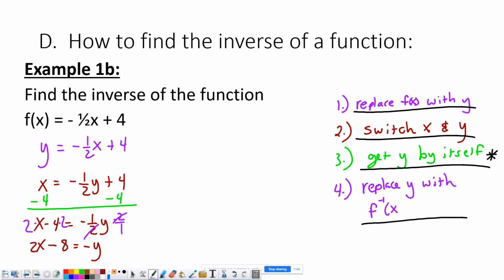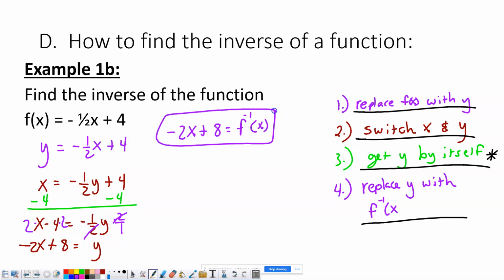Now if you want to get rid of the negative, just multiply everything by a negative 1, and that will just change all the signs. So here is my final answer for that step, y equals negative 2x plus 8. Okay, now the last step, go ahead and write the last step. You should have written the following. Negative 2x plus 8 equals f inverse of x. Okay? And there's your inverse function.